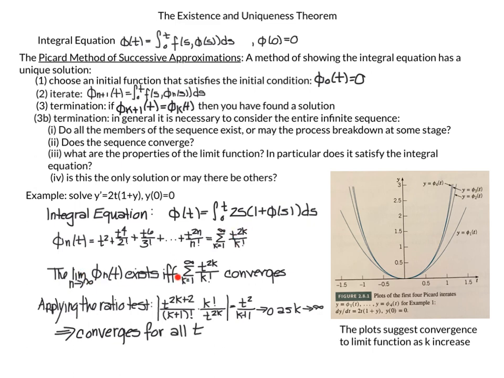So the limit does exist. And see, now you have a summation. And remember that stuff in sequences and series in calculus, the very end of calculus. So we want to know when this series converges, when the sum converges. And we can apply the ratio test, and we can see that this converges to 0 as k approaches infinity. So it converges for all t.